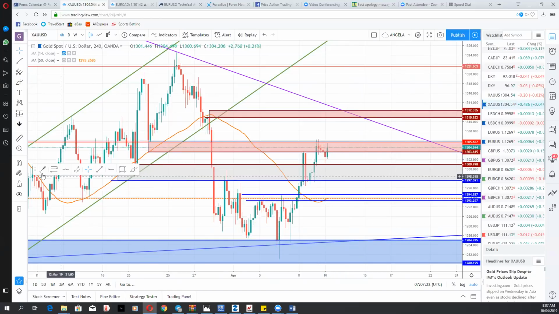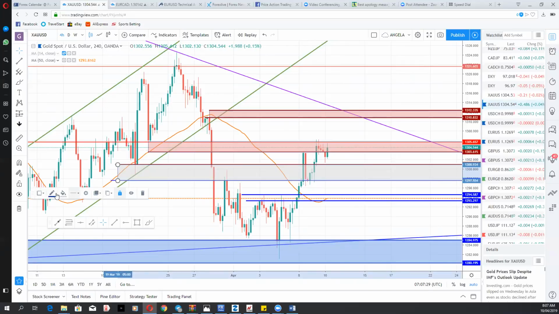Let me get rid of this. This resistance area now, we color it as support. It's going to be support now.